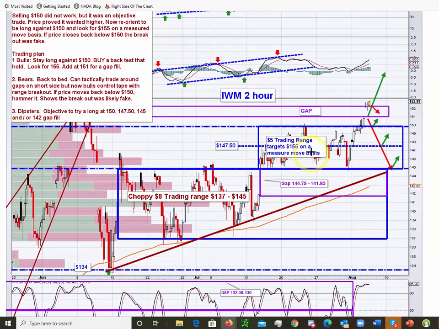I'm a real fan of the box breakout. We've been talking about IWM. Anytime you've got a well-defined level, a trading range, in this case it's $5. Whenever you break above, you add $5 to the breakout. So adding 5 to 150, our measured move is 155. If this were a breakdown, you subtract the $5 from 145 and get 140.